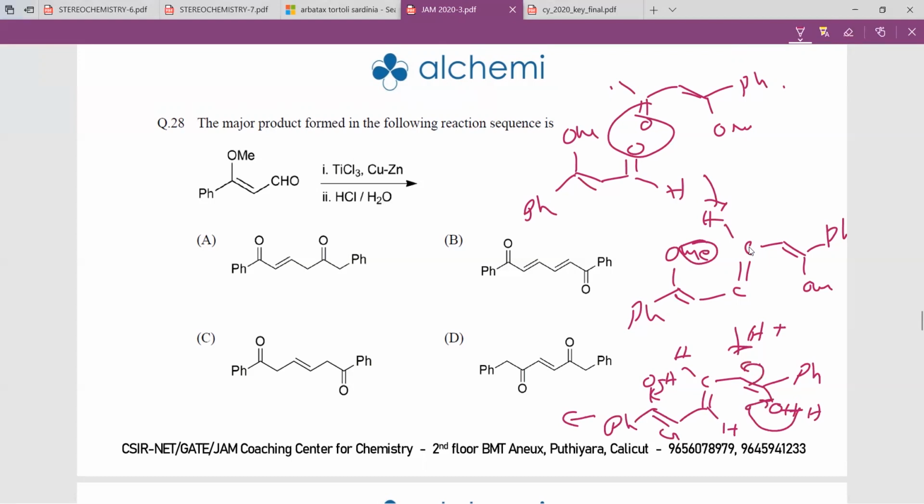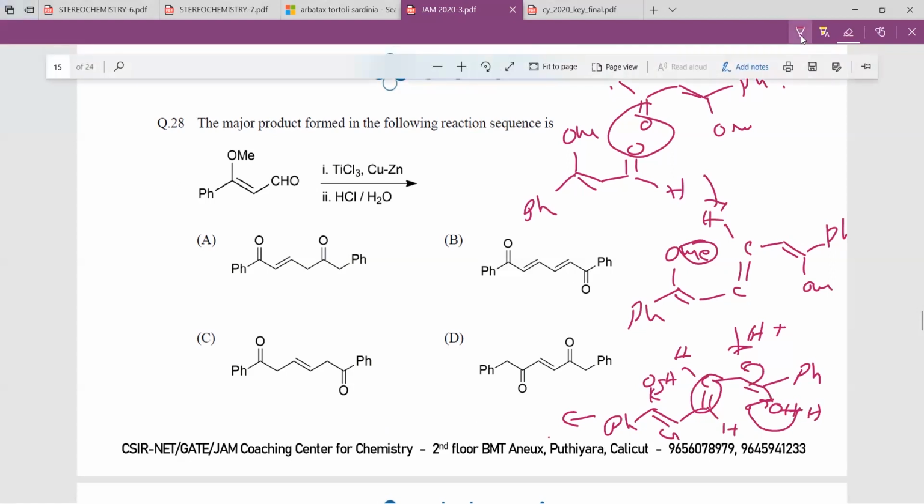Ready? So the product will be like this. Ph, double bond O, this carbon, then comes C double bond C, then comes another carbon, this carbon, and double bond O, Ph. So this will be the product. Ph, C double bond O. So the answer will be like this. Option C. Option C is the right answer.